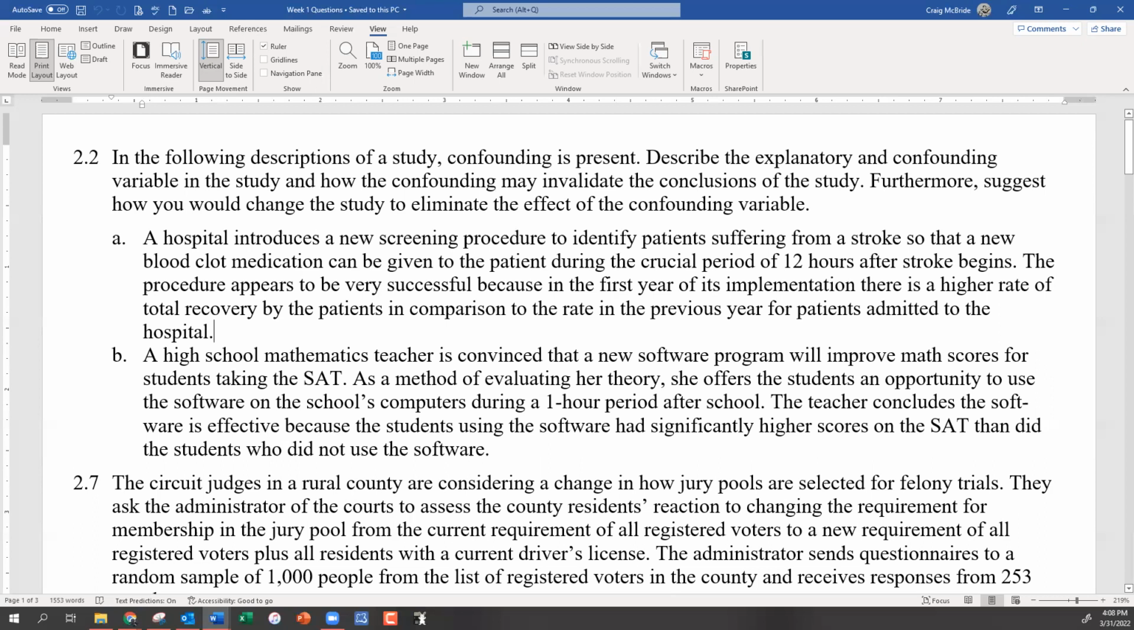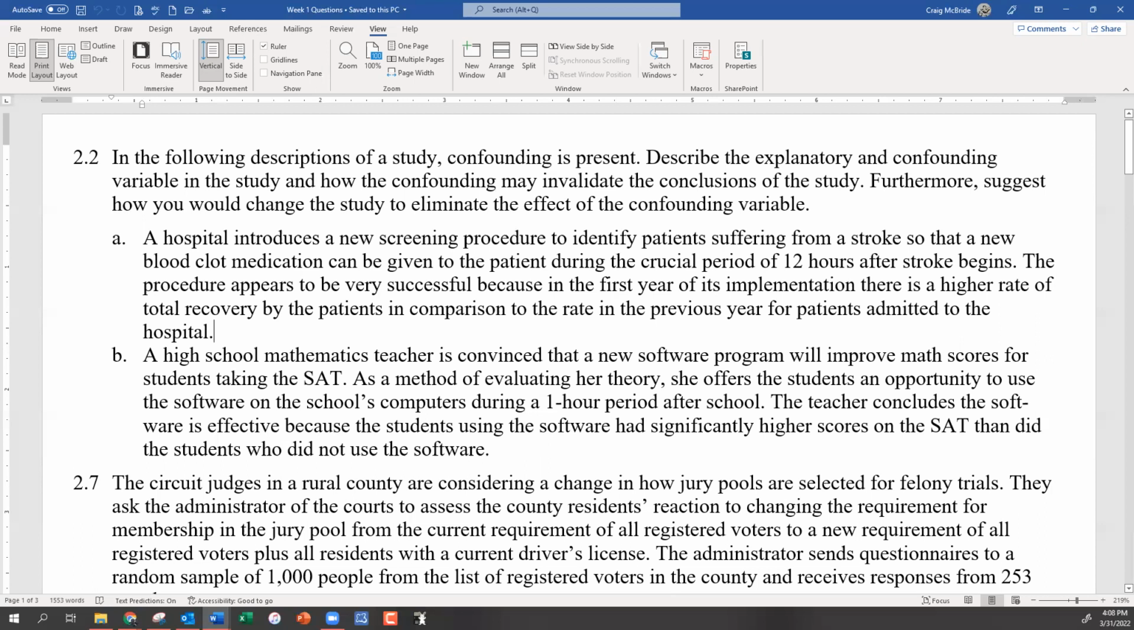Sure. They had a certain recovery rate. They weren't happy with it. They thought of a new intervention, and that new intervention is a new screening procedure with a new blood clot medication. And then they're going to now measure that recovery rate and see if there's a difference. And of course, they're saying, yeah, there's a higher rate of recovery. So there seems to be, this new screening procedure and new blood clot medication seems to help. So we can see that the response variable that we're measuring is this recovery rate.